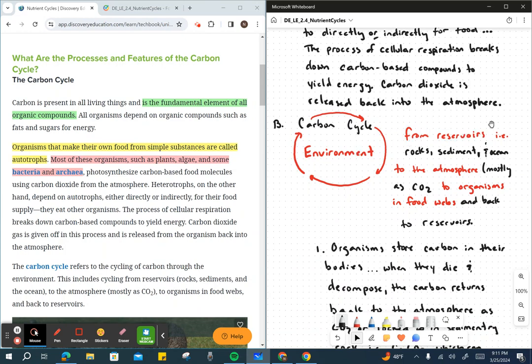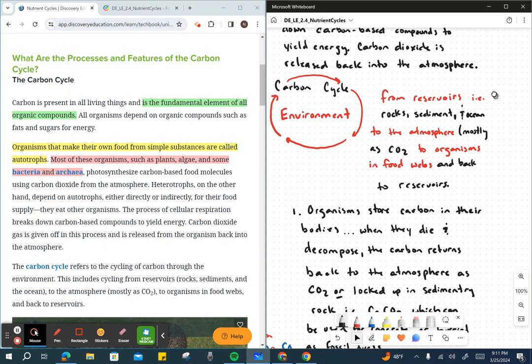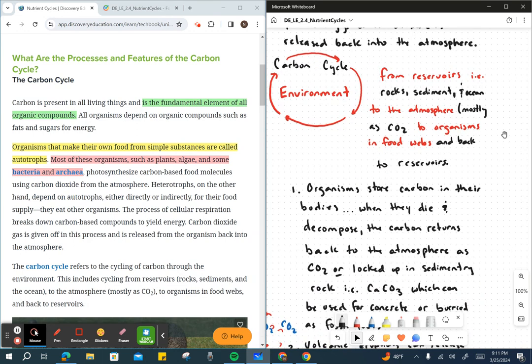So, letter B, you can see that carbon cycles through the environment from reservoirs. Remember, reservoirs are things that store things. Rocks can be carbon reservoirs. The ocean and sediment can be reservoirs, large storage containers for carbon. This carbon is able to then cycle through to the atmosphere, mostly as CO2, and then back into food webs through photosynthetic organisms. And it just kind of continues to cycle through like that.